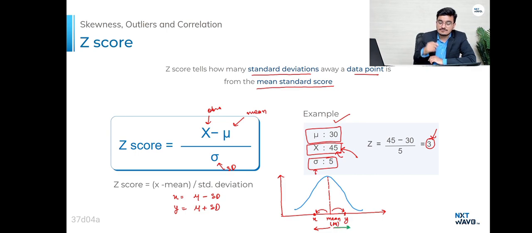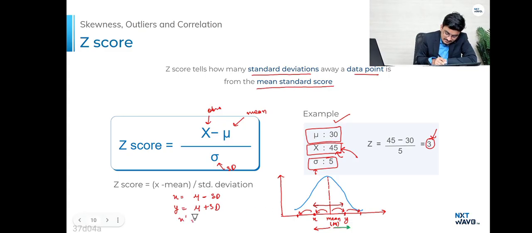Okay, this is on the right side. So first standard deviation means all the values which fall within this range are considered to be falling in the first standard deviation, right? Similarly, I can find the second standard deviation by going more towards the left side and the right side.